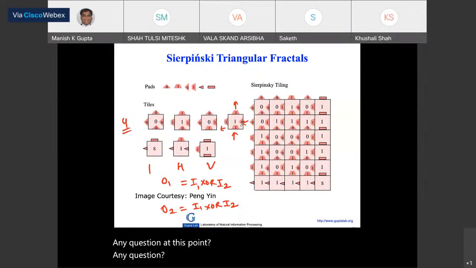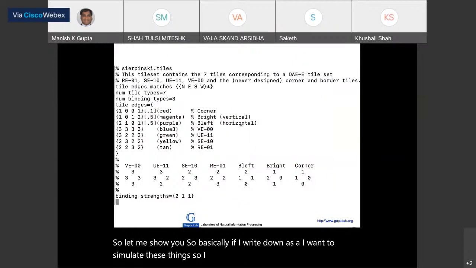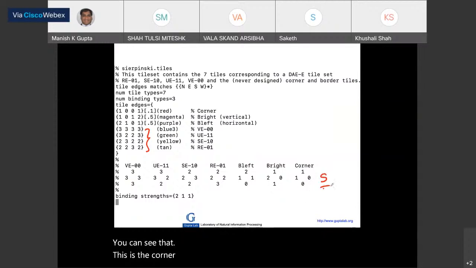Okay, so let me show you. Basically, I want to simulate these things, so I will again write it down like this. You see the Sierpinski triangle set, taken from those examples which I have shared. You can find it in the xgrow package. So you see that this is the seed tile and horizontal, vertical, and all those are there. And these are all 4 computational tiles. You can see that this is the corner seed tile, this is right, and then this is left, right, and these are the 4 computational tiles.